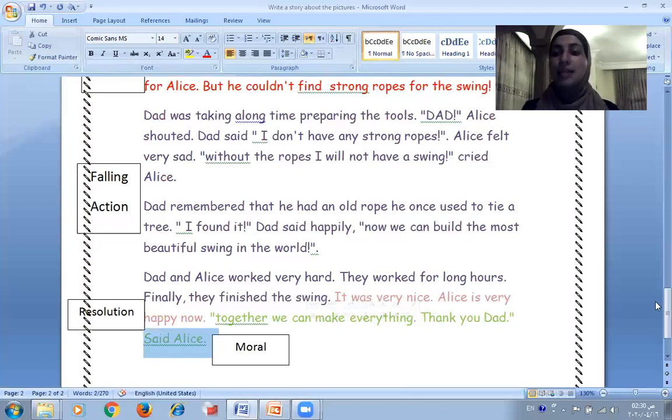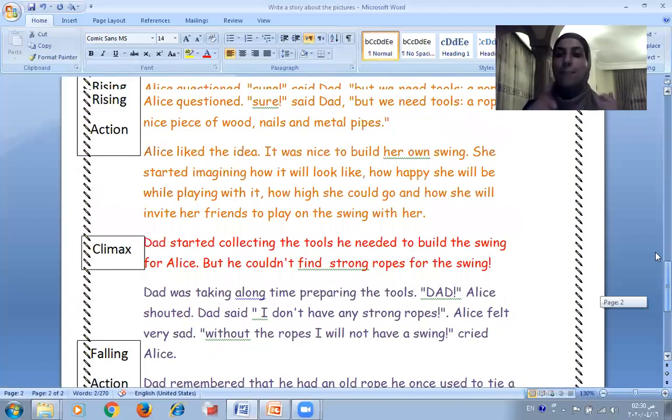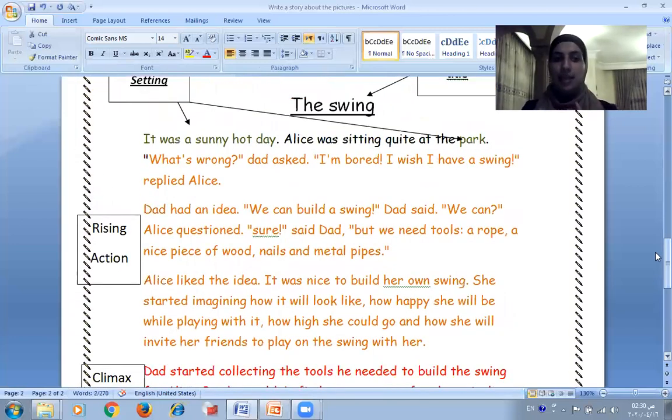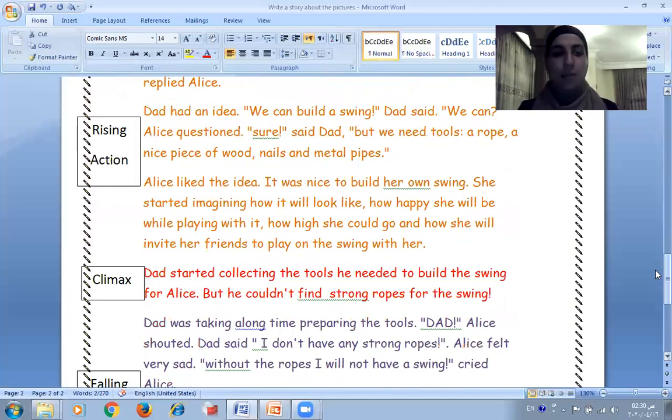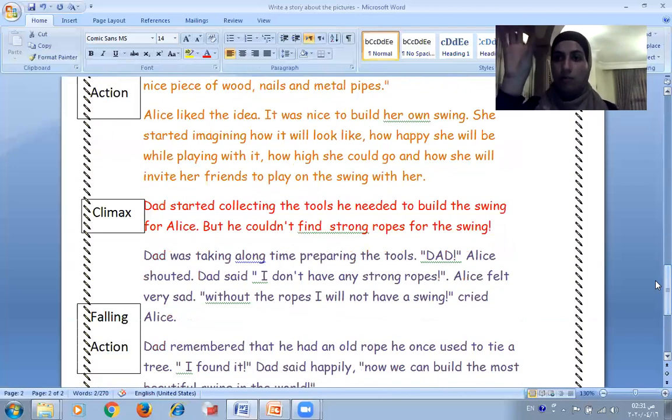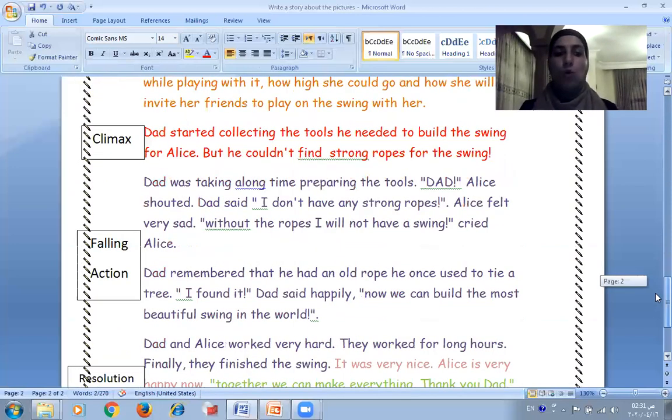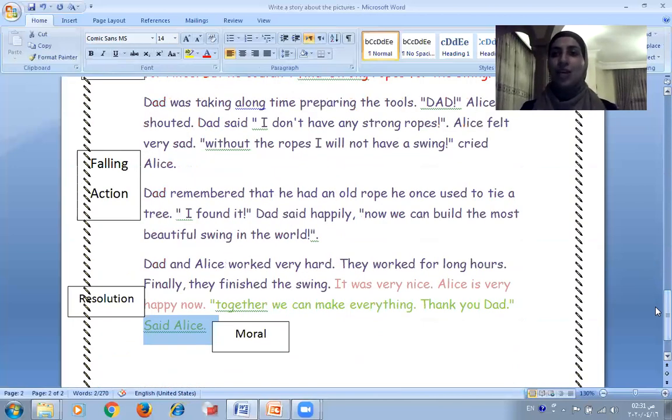So we had in the story a beginning that included the setting. We had a rising action or actions. We had a lot of things happening. You had the problem of the story. You had the falling actions, the resolution, and the lesson learned, which is the moral.